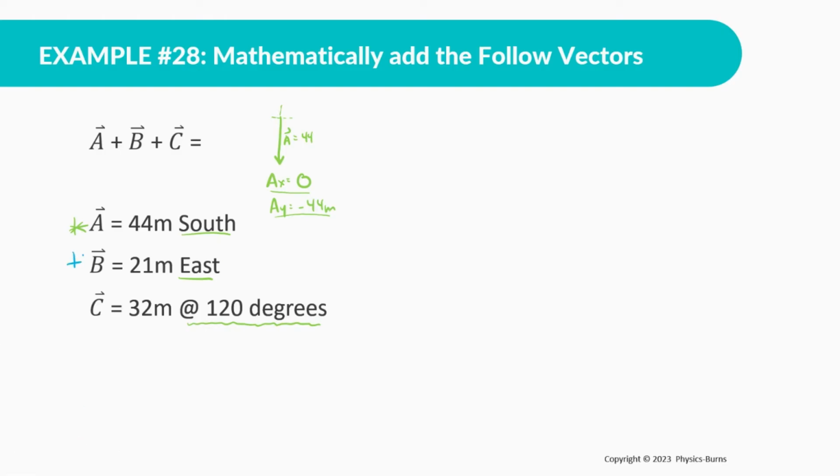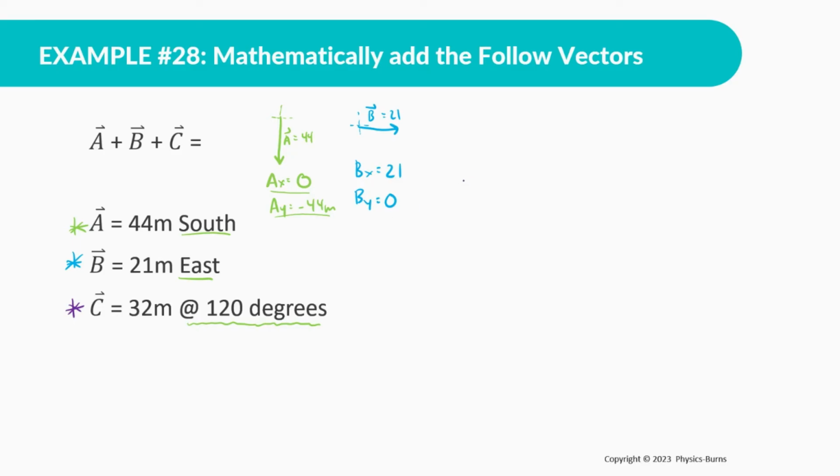Next, let's look at B. So vector B is 21 meters east, so I'm just going to draw it like this. It should be technically a lot smaller, so let me just do it like that. 21, and then B sub x, it's moving to the right 21, so I'm just going to leave it like that. B sub y is equal to 0 because it's not going up and down at all. Okay, and the last one, and this is, again, what makes it a bit tricky is this angle here, C.